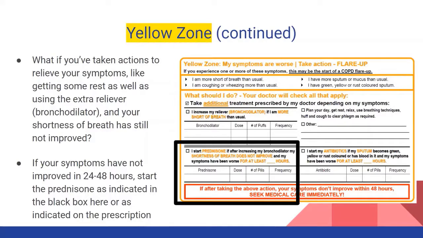Now, if you've taken actions to relieve your symptoms, like getting some rest, using pursed lip breathing, as well as taking the extra reliever or bronchodilator, and your shortness of breath does not improve, we take a step further by adding prednisone to your list of medications. After waiting the specified number of hours indicated by your family doctor or nurse practitioner, which is usually 24 to 48 hours after the onset of symptoms, take the prednisone as indicated by the black box here or as indicated on your prescription. Furthermore, it is important to note that the prednisone requires a prescription provided by your family doctor or a nurse practitioner.